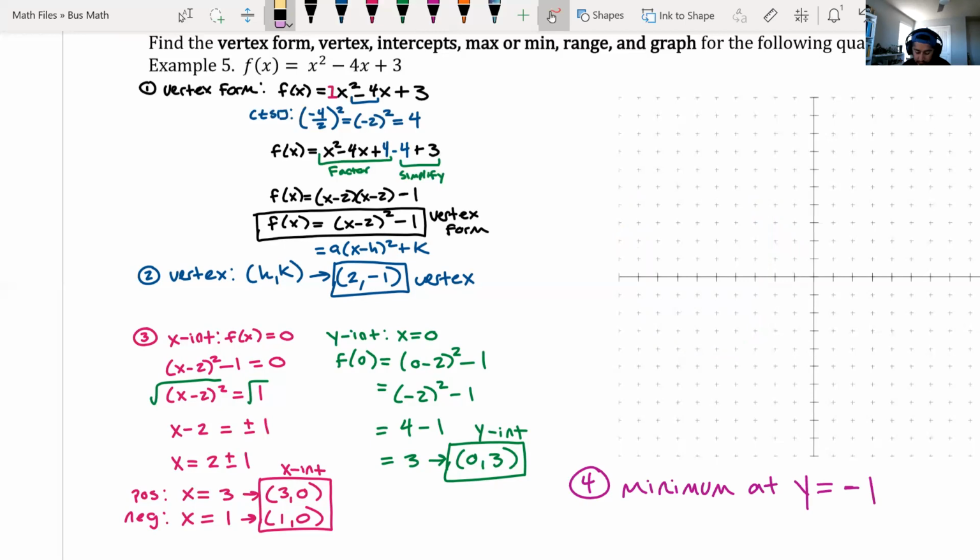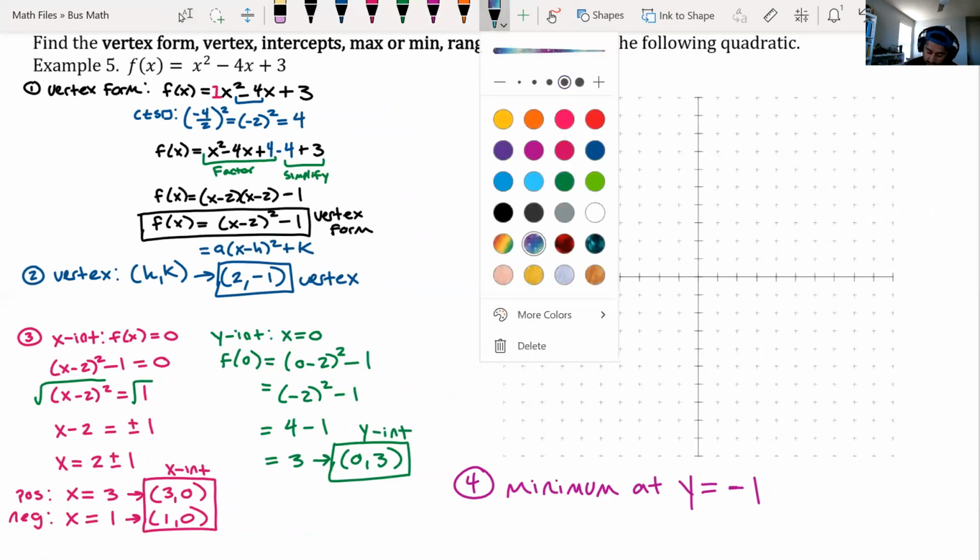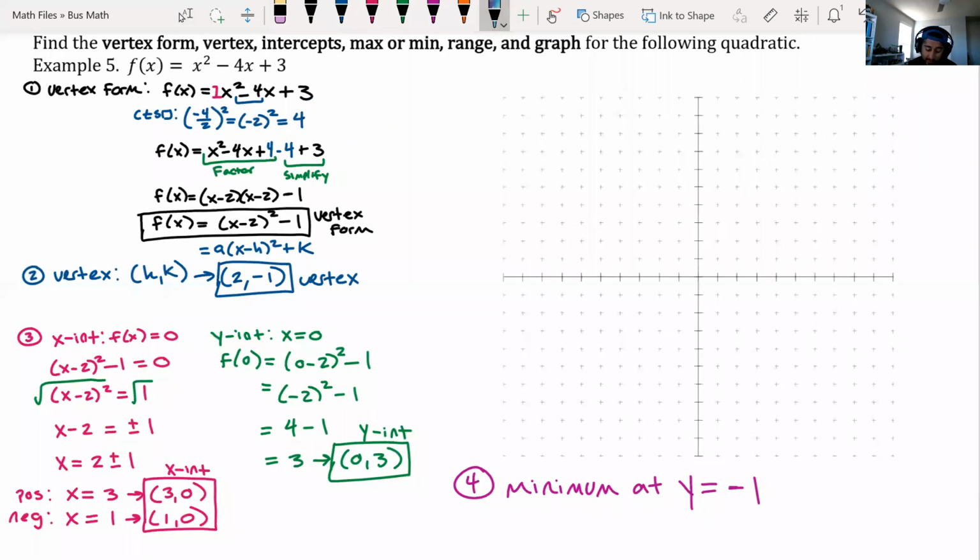Okay. All right. So now we need the range and graph. So let's go ahead and graph it first, and then we'll get the range. So let's look at all the points we have, and let's plot them. Fun colors only. Let's see. So my vertex is the first thing I'm going to plot at (2, -1), which is right there. There's my vertex.